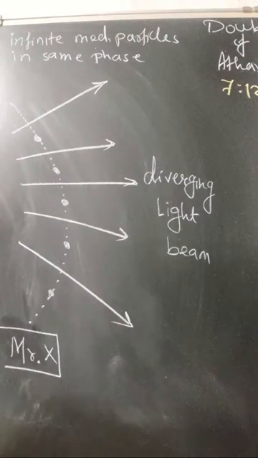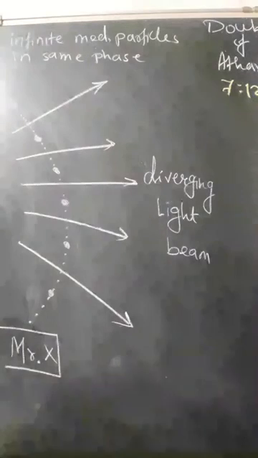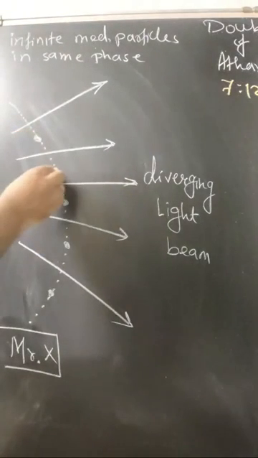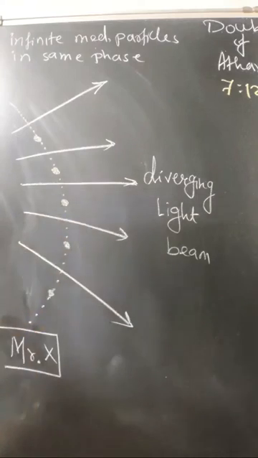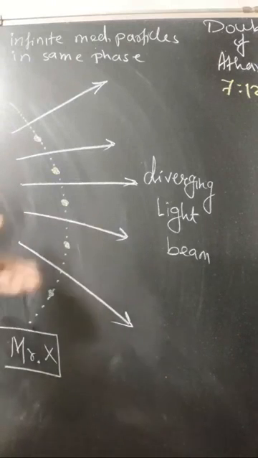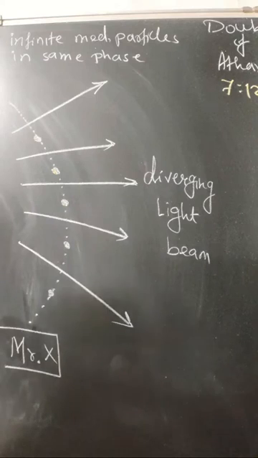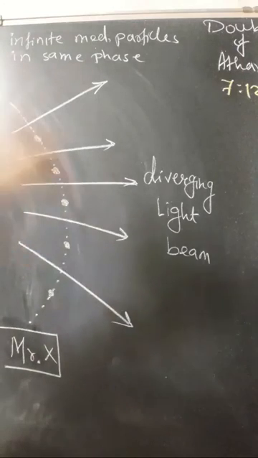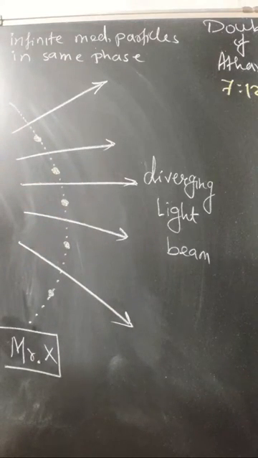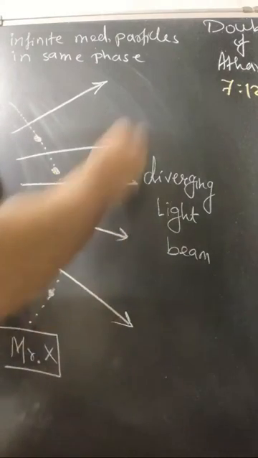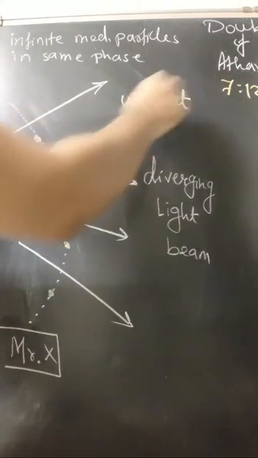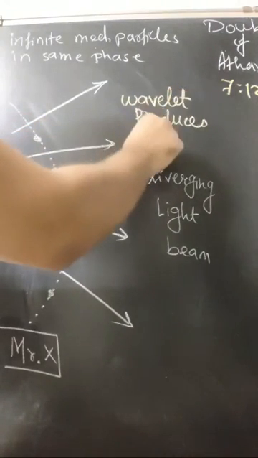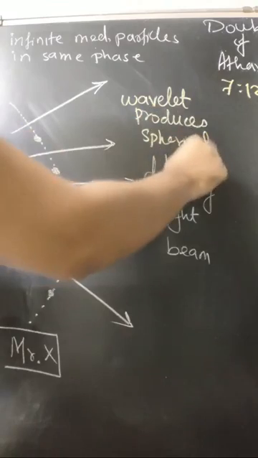Alright? Now, all these particles will be called secondary wavelets. What is this? Secondary wavelet. All these particles are secondary wavelets. What do the secondary wavelets do? Secondary wavelets will produce their own disturbances. They are going to behave like sources. So each will produce its own spherical wavefront. So a wavelet produces a spherical wavefront.